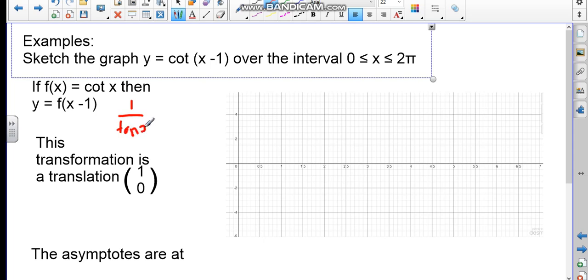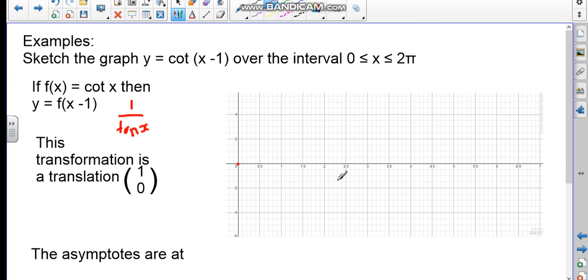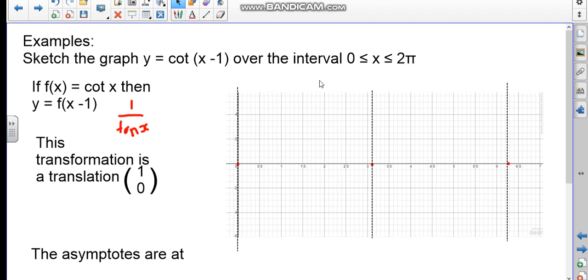So the tan x graph crosses at 0 and 180, which is 3.14, and at 360, which is 2 pi, which is 6.3. Okay. So I know I'm going to have asymptotes there because we're doing 1 divided by 0. So I've got an asymptote there, an asymptote there, and an asymptote there. I also need to think about where the asymptotes were on the tan graph.